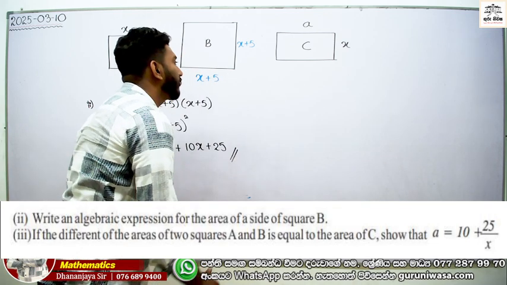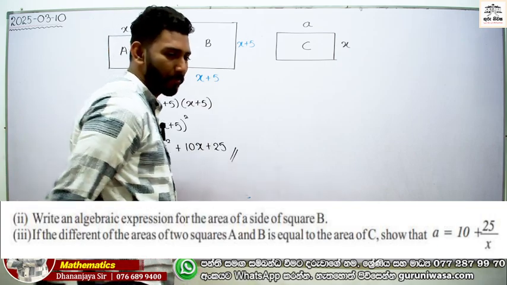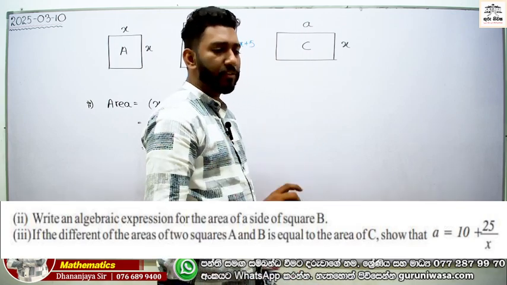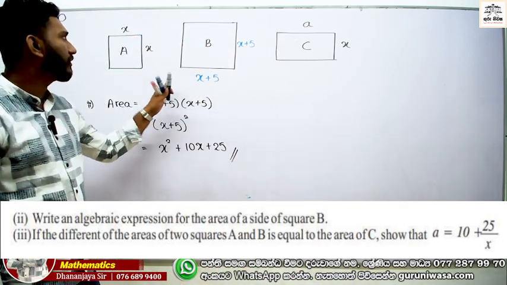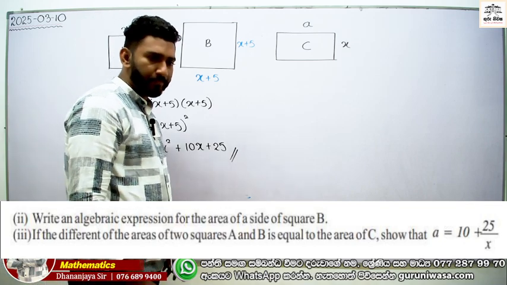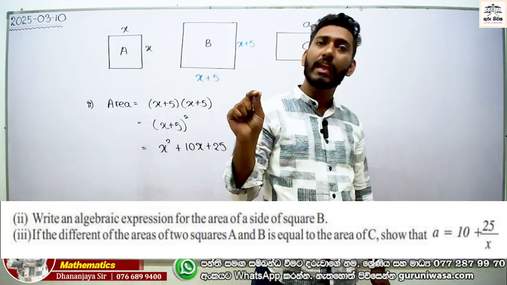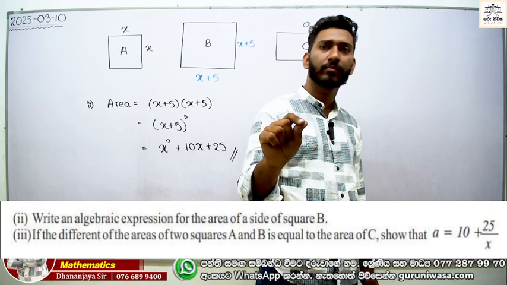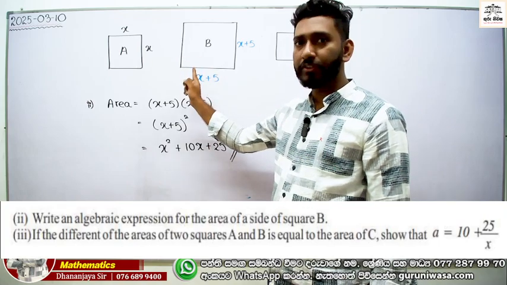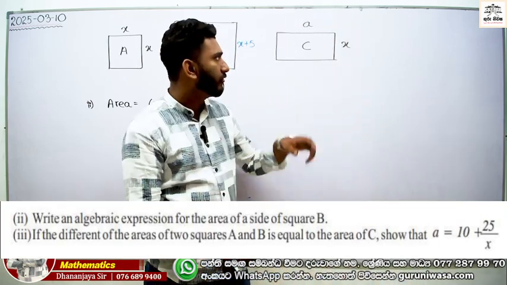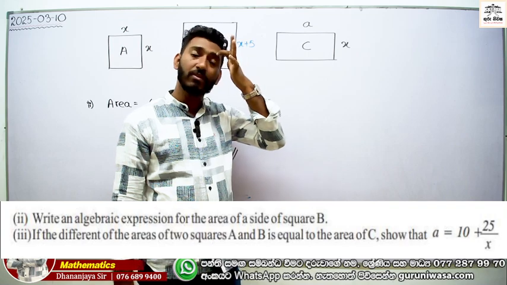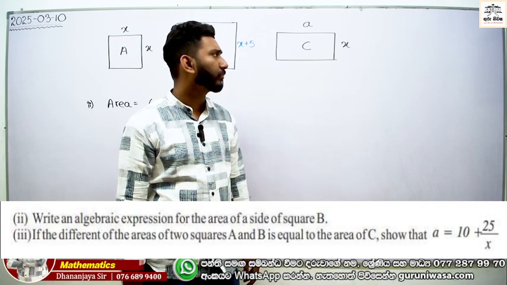Right. Now I am going to show that part. Let's see, try it. If the difference of the areas of the two squares, A and B, is equal to the area of C. Now look at this. The difference between the areas of these two squares should be equal to the area of the rectangular portion. Now show that A equals something, let's see.